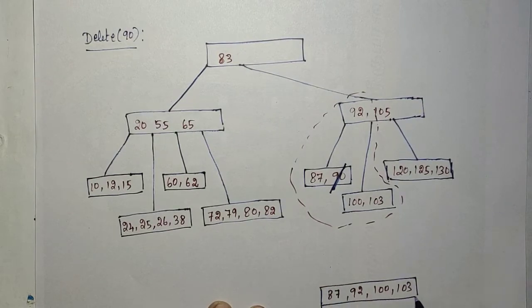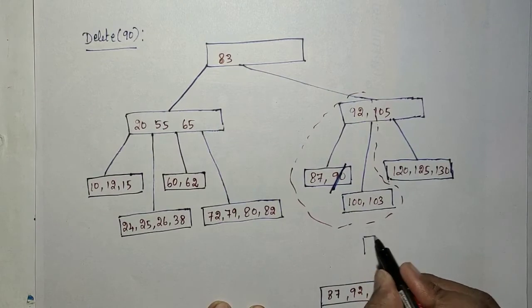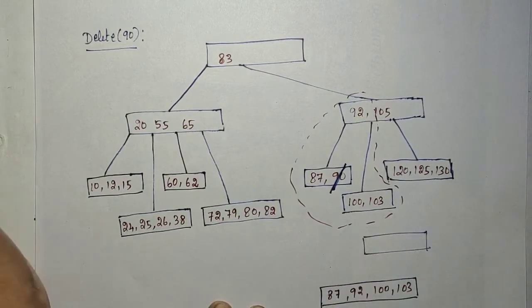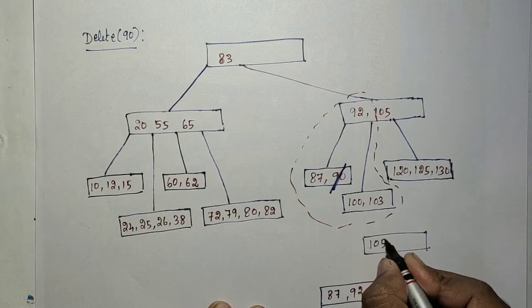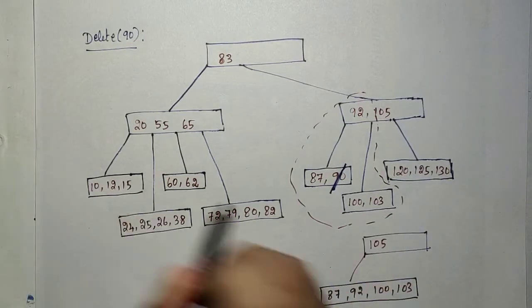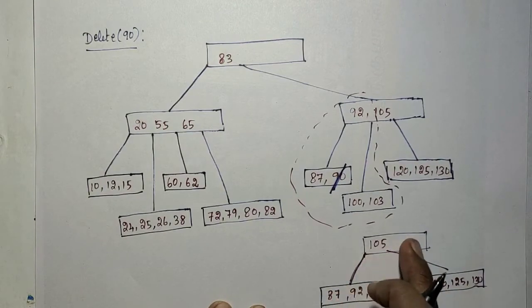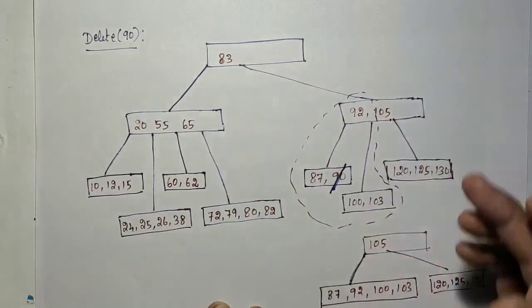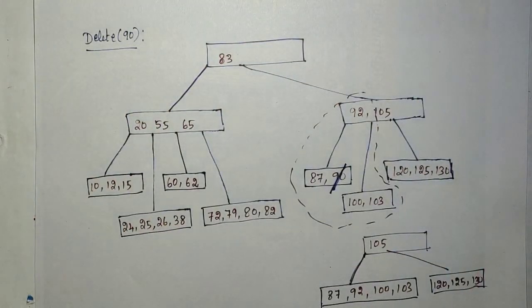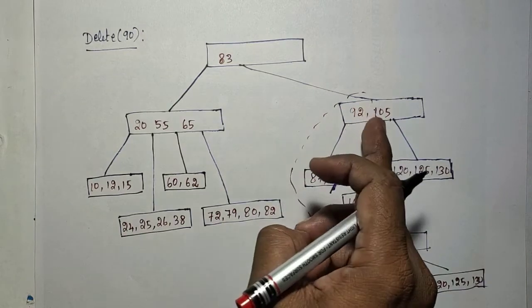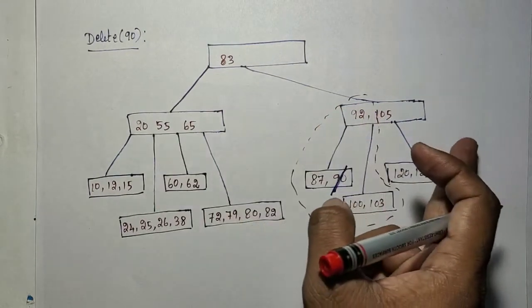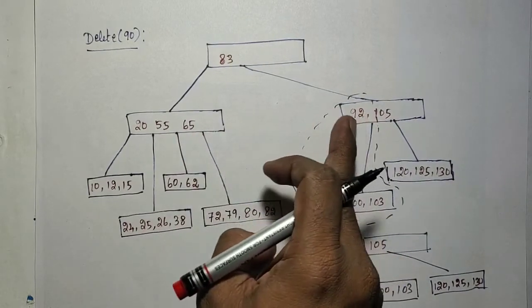So the root is losing one data, so the root is containing only 105, correct, 105. The left is this one, the right is these elements. Here the parent is losing one data, 125 and 130. So this node goes underflow. When this internal node goes underflow, I need to do the same: try to get from the left or right, or merge. The left sibling is this one.